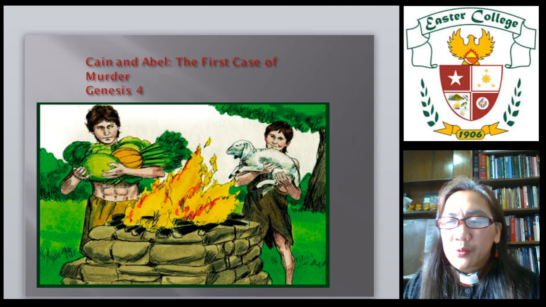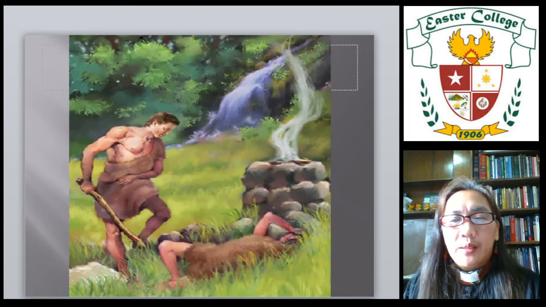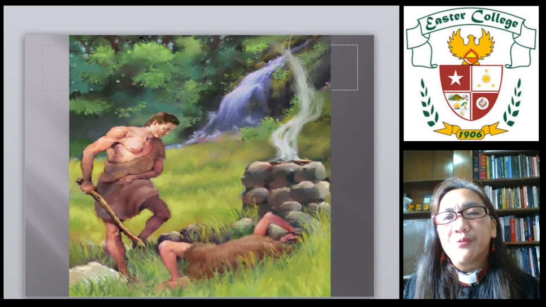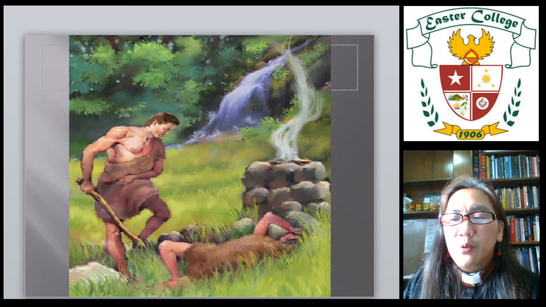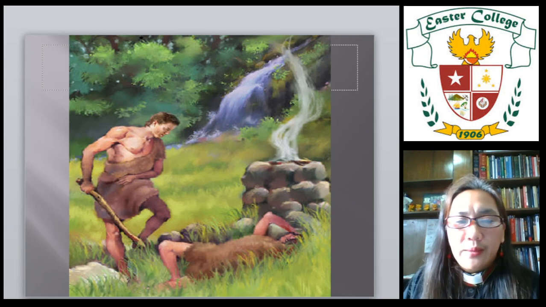Okay, sige na natin yung susunod na picture. Ayan, tapos na yung murder. In-invite niya. Paano niya pinatay? In-invite niya, let's go to the field. You know, in-execute ni Cain yung murder ng kanyang younger brother. And of course, namatay si younger brother.